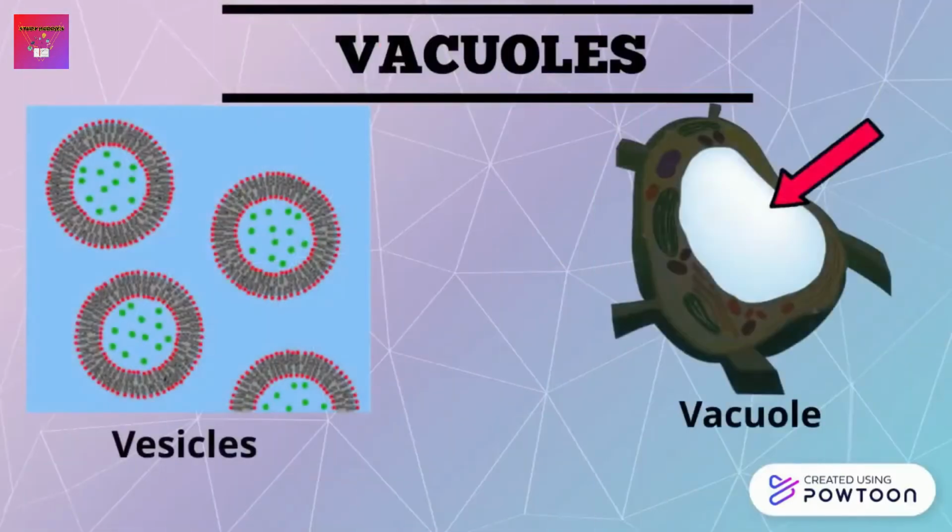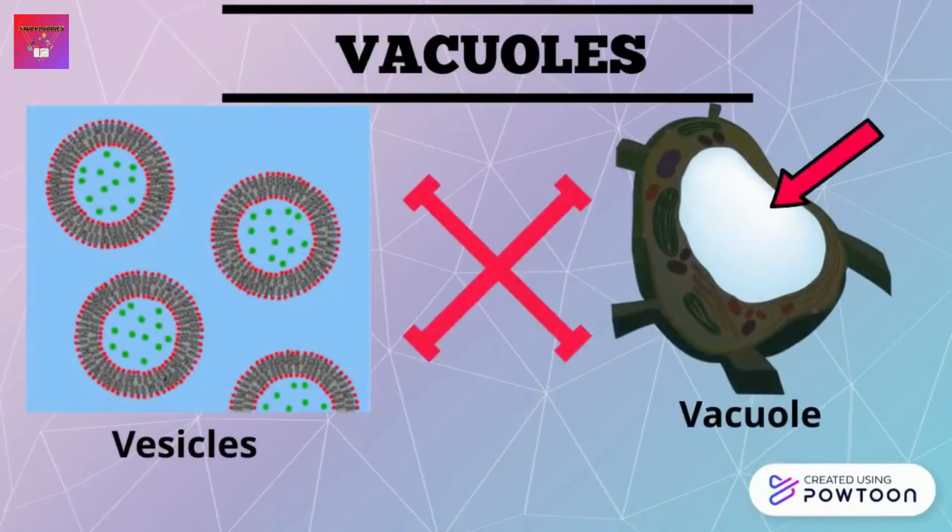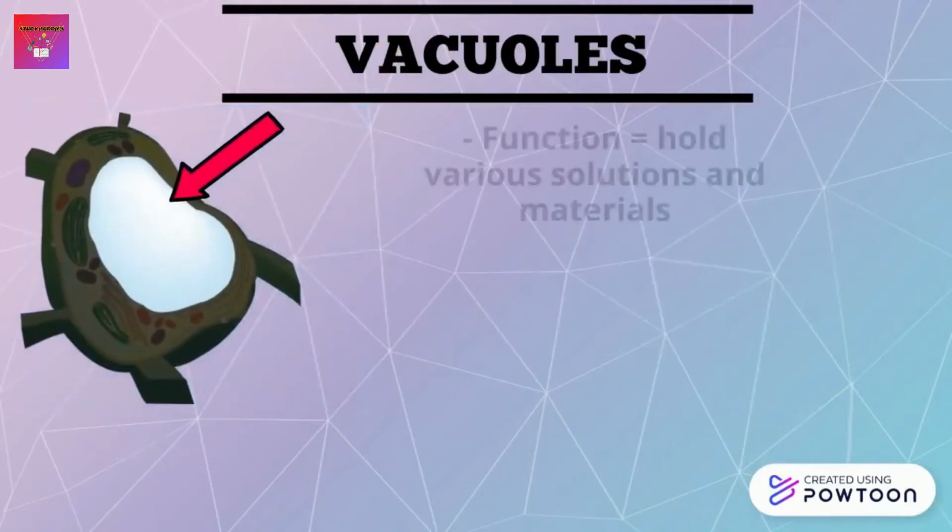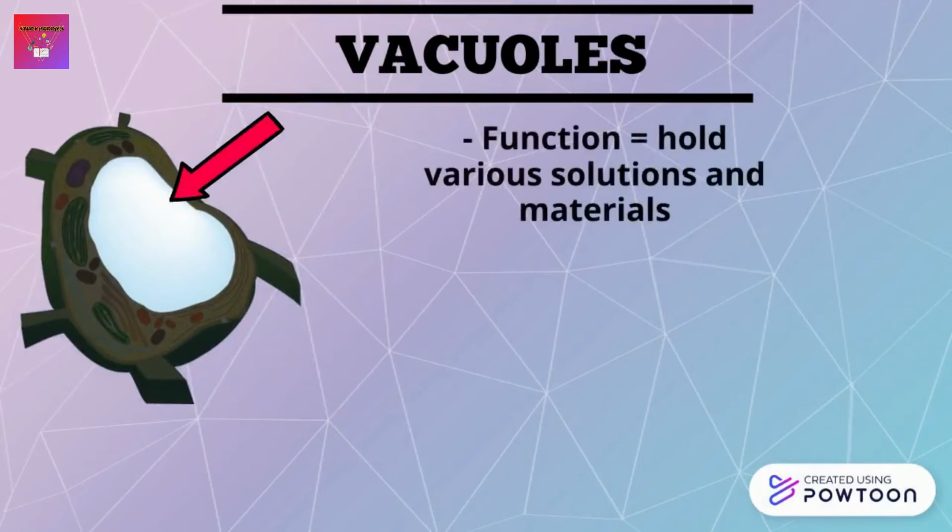Next, we have the vacuoles. Some may get confused with vesicles and vacuoles, but they are not the same. Vacuoles are like sacs and are quite larger than vesicles, and they tend to be in one place only, whereas vesicles tend to travel to different places. A vacuole is an organelle in cells which functions to hold various solutions or materials.